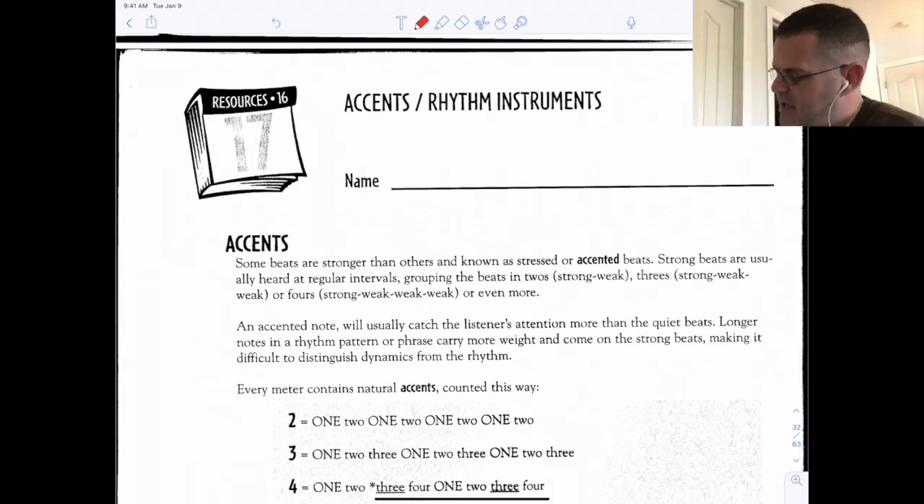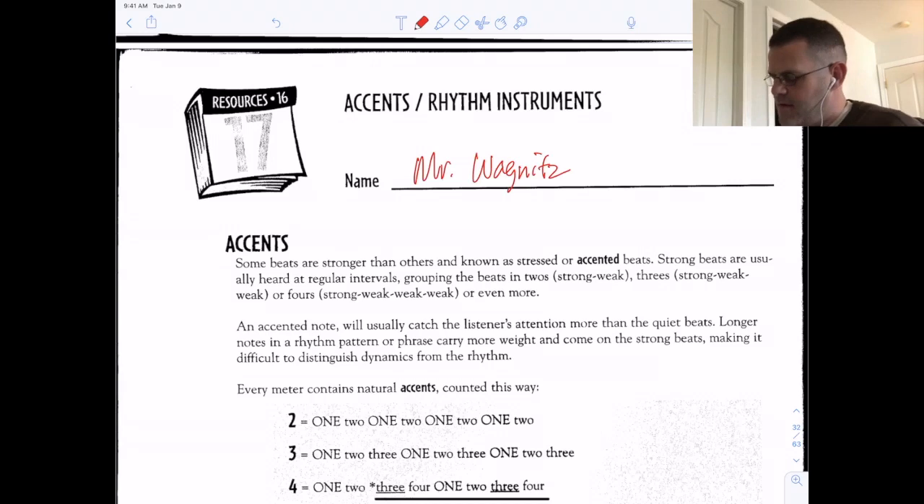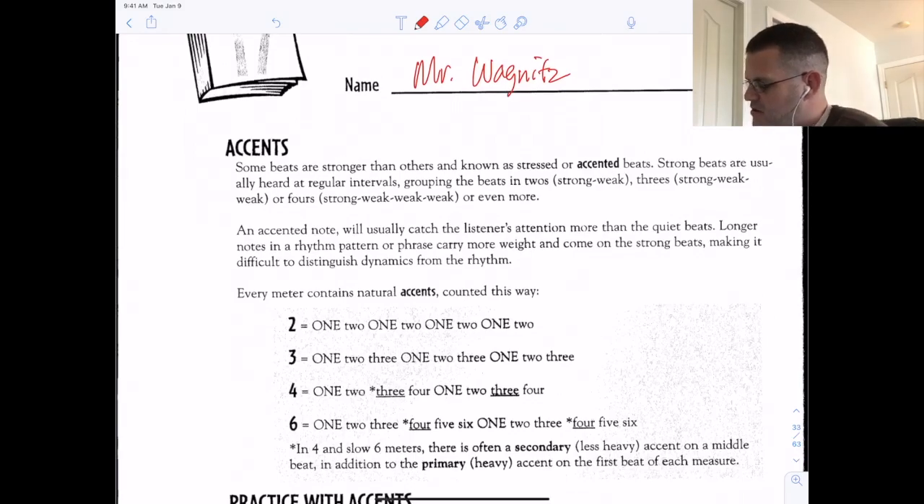Lesson 17, accents and rhythm instruments. Accents. Some beats are stronger than others and known as stressed or accented beats. Strong beats are usually heard at regular intervals, grouping the beats in 2s, strong and weak, 3s, strong, weak, weak, or 4s, strong, weak, weak, weak, or even more. An accented note will usually catch the listener's attention more than the quiet beats.